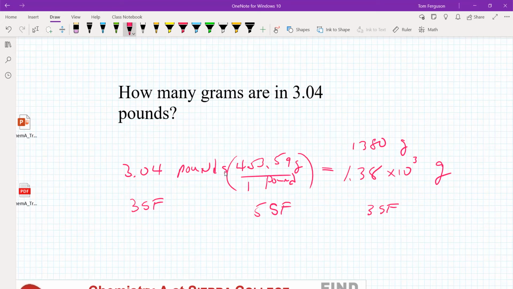So either one's fine. Okay, so that's a good example of a one-stepper when you've got a conversion factor that has both the given and the calculated in it. Now the question is what happens if you don't have one? Then it's multi-step. So I'm going to talk about the strategies on that.